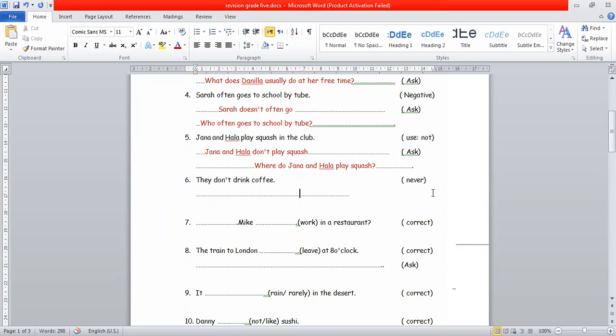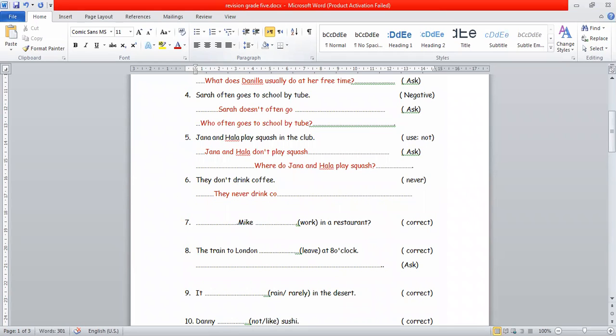They don't drink coffee. Not coffee. Never. Coffee. Okay. How do I put never here? They never drink coffee. Very good. They never drink coffee. Because never is equal to don't or doesn't. Never means a negative form. So we take away don't or doesn't, and we put never. So the answer will be they never drink coffee. Very good.